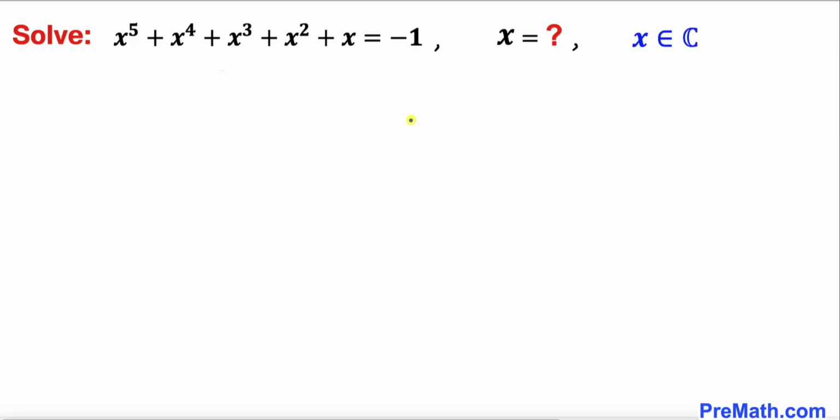Welcome to PreMath. In this video, we are going to solve this given quintic equation: x^5 + x^4 + x^3 + x^2 + x = -1, where x are our complex numbers.